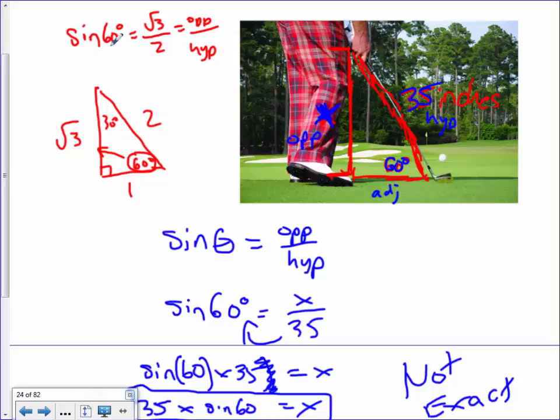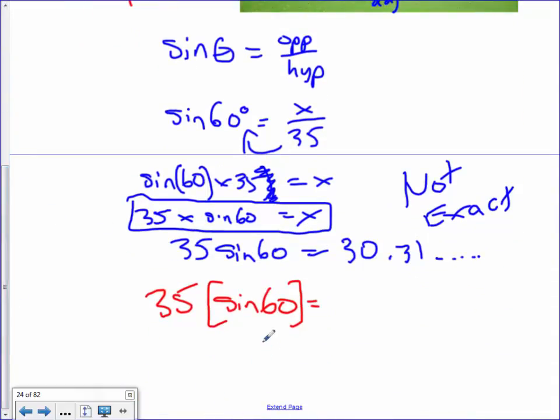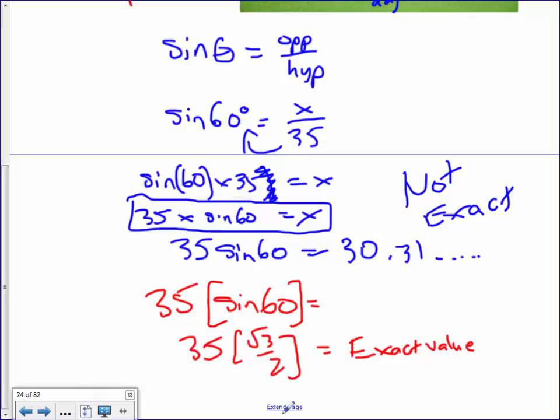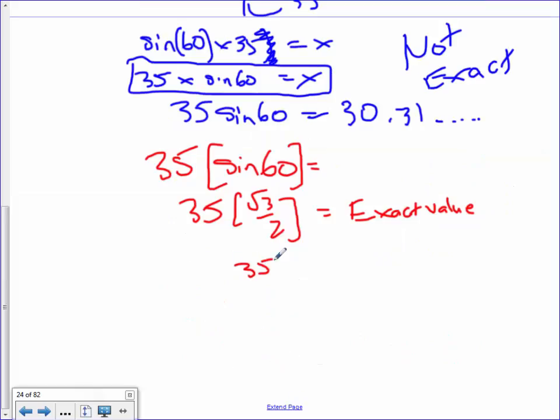Now I'm going to do substitution. Rather than writing sine 60 down below, instead I'm going to write root 3 over 2. So watch this. We'll go down here. Rather than writing sine 60, I'm going to write 35 root 3 over 2. This is going to be my final answer. This is going to be considered my exact value. Maybe you could write it even like this: you have 35 root 3s, and you're dividing by 2.